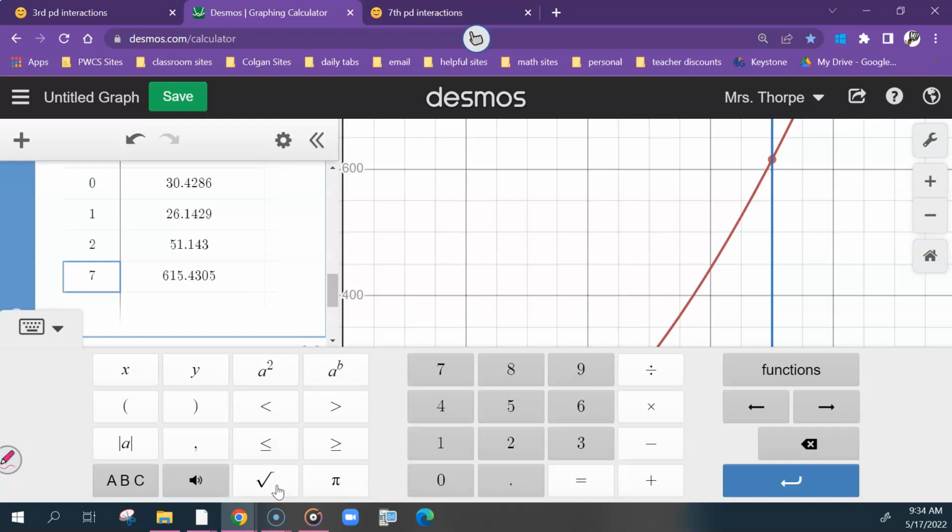$615. What was it asking for? Population, nearest whole number. So yeah, 615 rabbits.